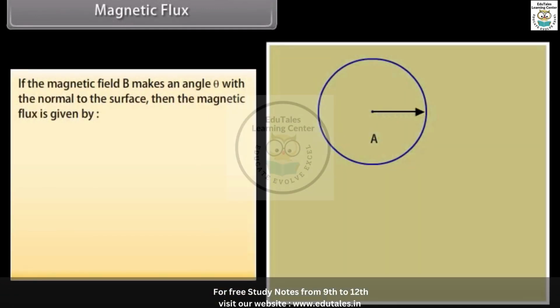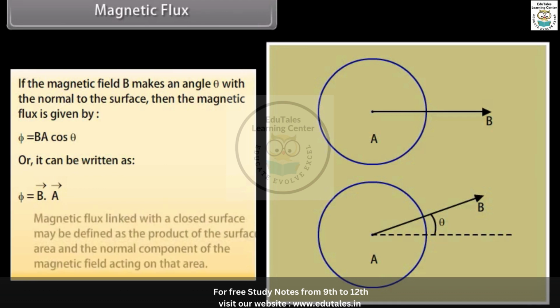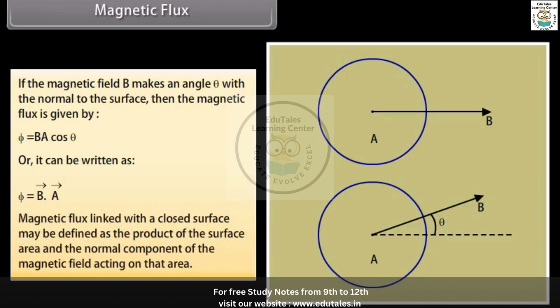If the magnetic field B makes an angle theta with the normal to the surface, then the magnetic flux is given by BA cos theta. Or it can be written as phi is equal to the dot product of B and A. Magnetic flux linked with a closed surface may be defined as the product of the surface area and the normal component of the magnetic field acting on that area.